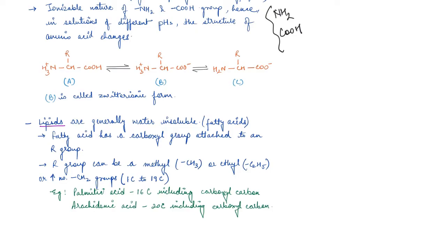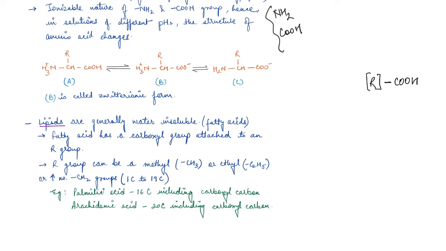Now let's come to lipids in the same way. Now lipids, guys, usually are water insoluble. You cannot dissolve lipid in water. Basically, they are known as fatty acids. They could be simple fatty acids. Now, if I talk about the fatty acid, it has a carboxyl group which is attached to an R group, right? So it has basically, say, a COOH, carboxylic acid, and this carboxylic acid is attached to an R group.